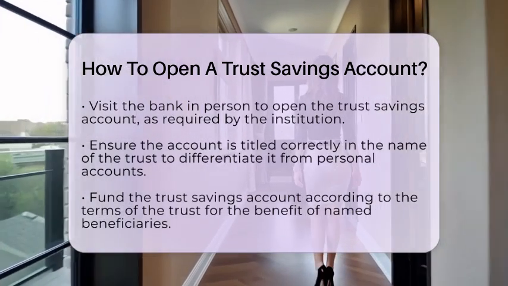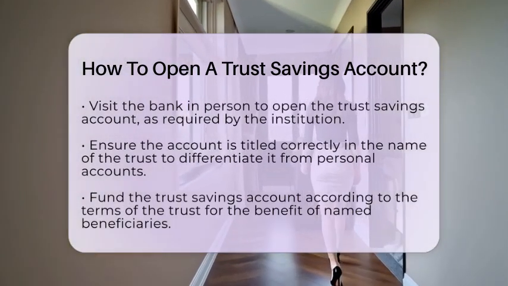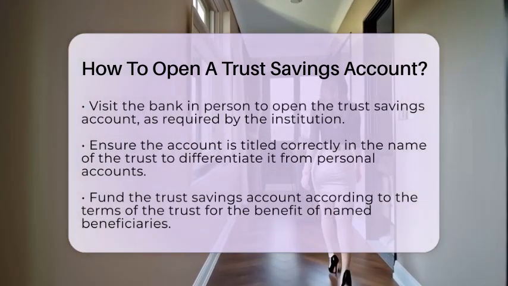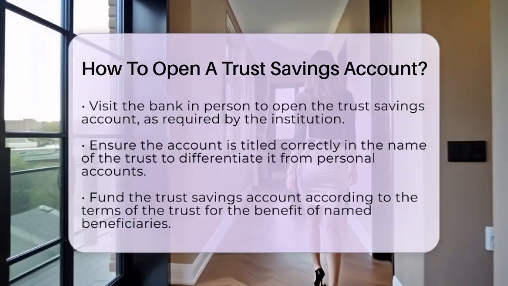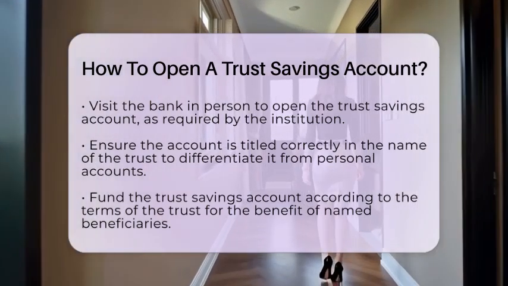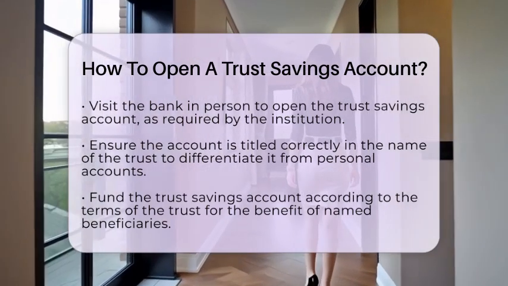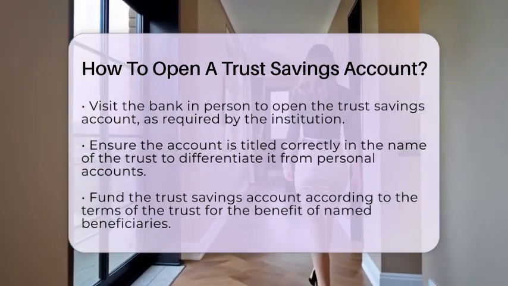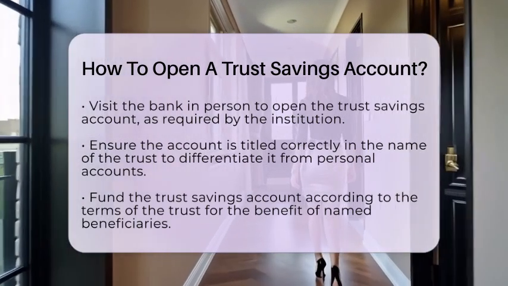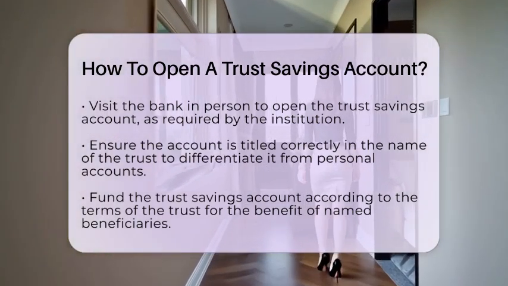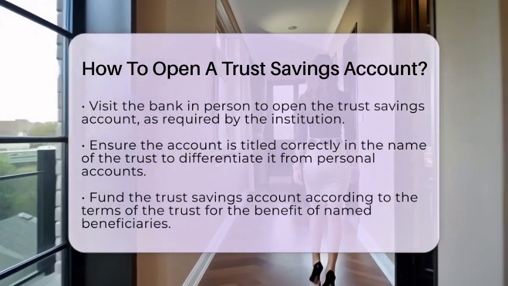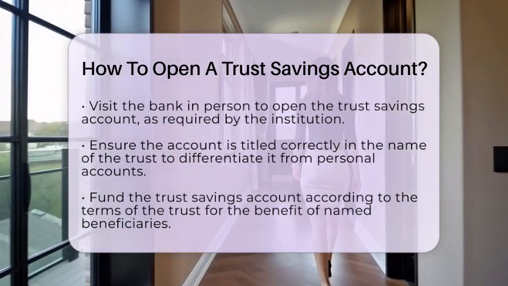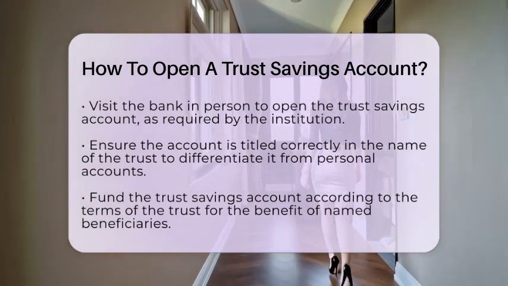Once the trust savings account is open, you can fund it. This means depositing money into the account, which will be managed according to the terms of the trust. The funds are meant to benefit the named beneficiaries, so it is important to follow the guidelines set forth in the trust agreement. Ongoing management is also a key part of this process. Trustees have a fiduciary duty to manage the trust assets responsibly and according to the trust agreement. This includes keeping accurate records of deposits, withdrawals, and distributions from the trust savings account.